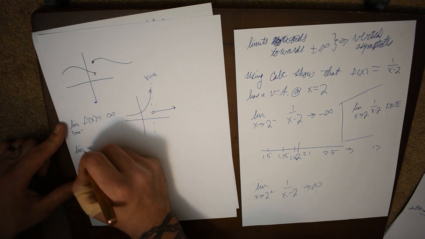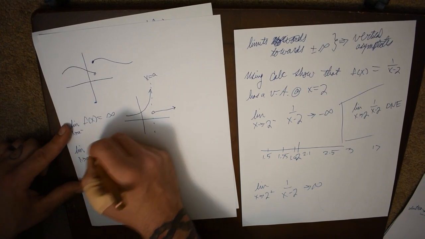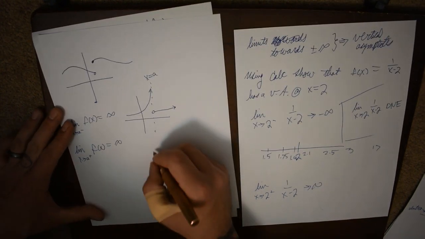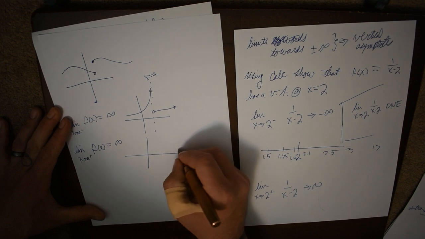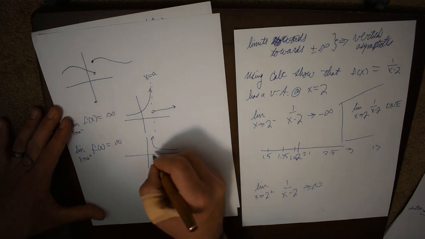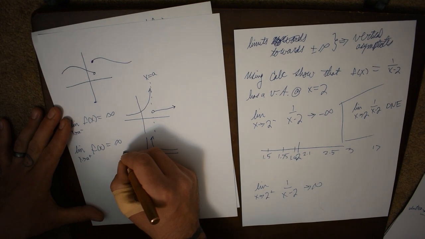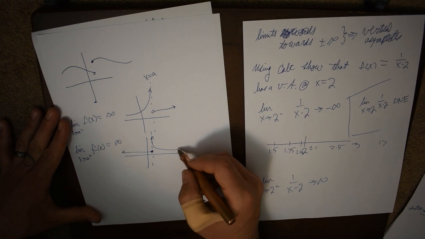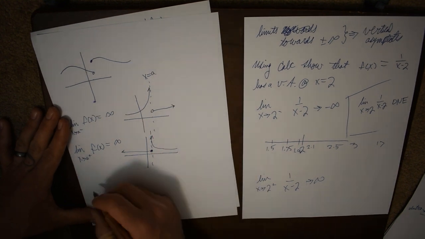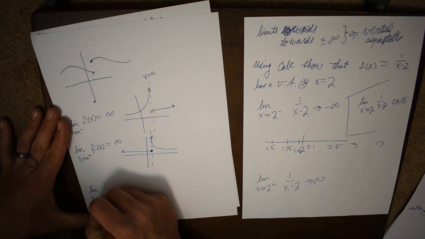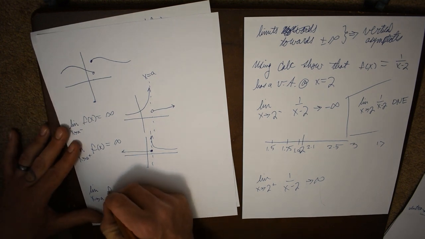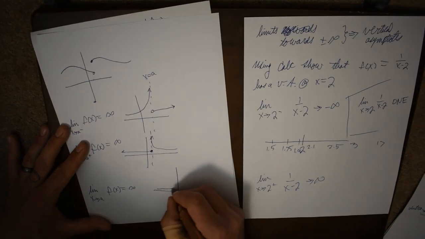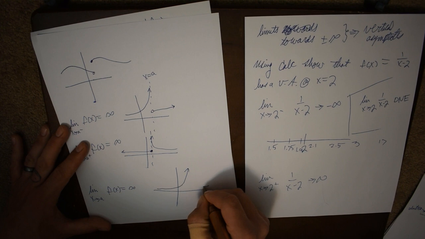We could have a limit as x goes off to a from the right of f of x. That could equal infinity. And we could have something that looks like that. We would still get our vertical asymptote because these values are going to increase without bound. Or we can have a limit as x just plain old approaches a of f of x going to infinity. And that would be something that looks like this.